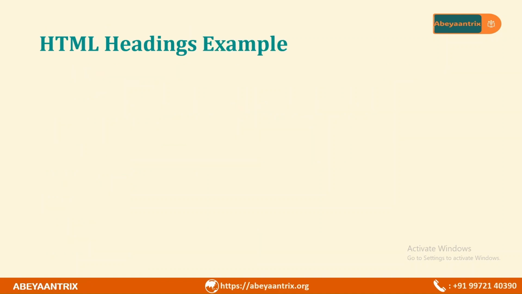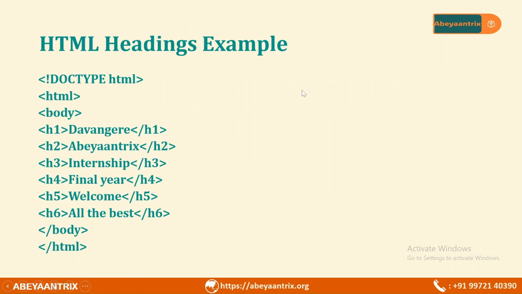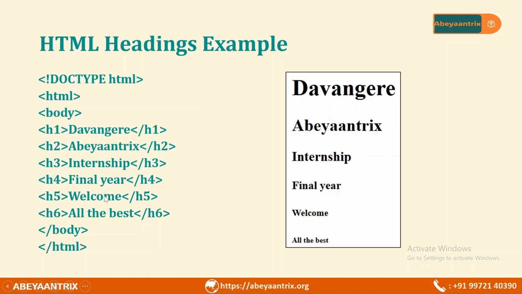Okay, so the HTML heading tags example will look like this. You can see the boilerplate code: HTML, doctype, HTML, body. Inside body, here we have not written the head part. Without the head part also the body will execute, and without the body also the head will execute. I will show you in the example in the next slide. Here you can see the example: H1 Davangere and H2, H3, H4, H5, H6, all different heading sizes. We are writing some text. So you can see the output looks like this.